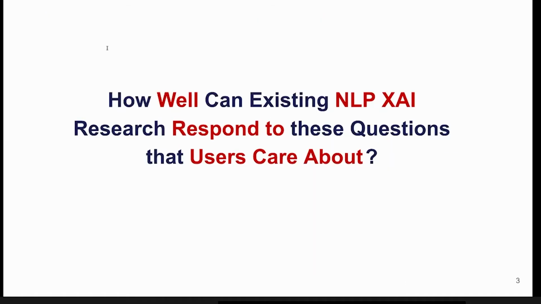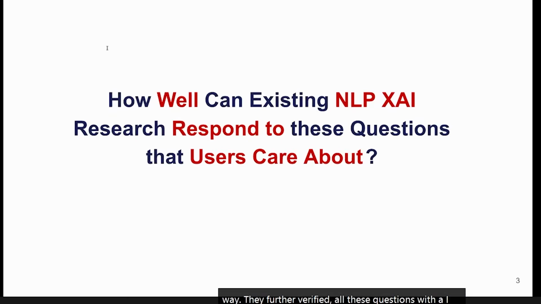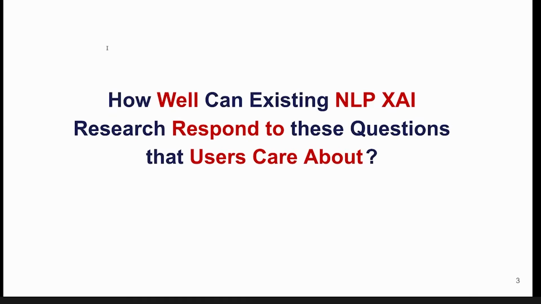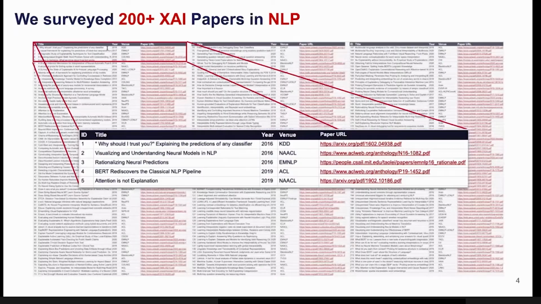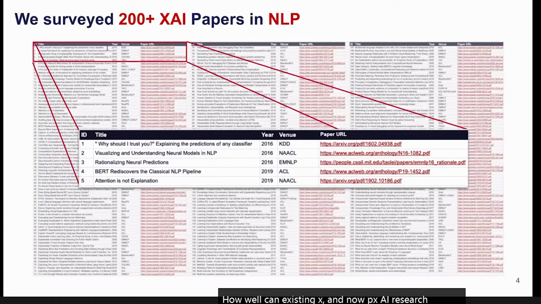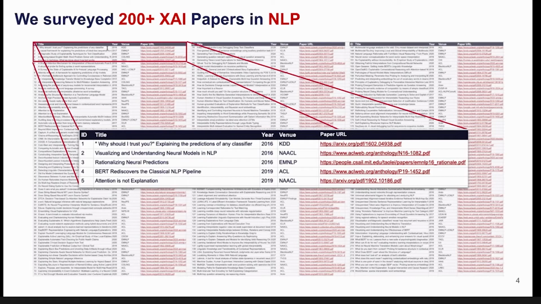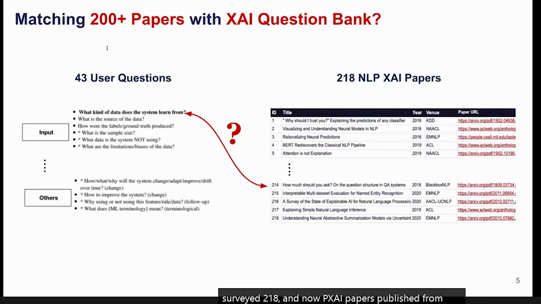So this leads to one interesting problem to us. How well can existing NLP XAI research respond to these questions? For addressing this problem, we surveyed 218 NLP XAI papers published from the top-tier NLP venues within 5 years. But how to match over 200 papers with 43 user questions?